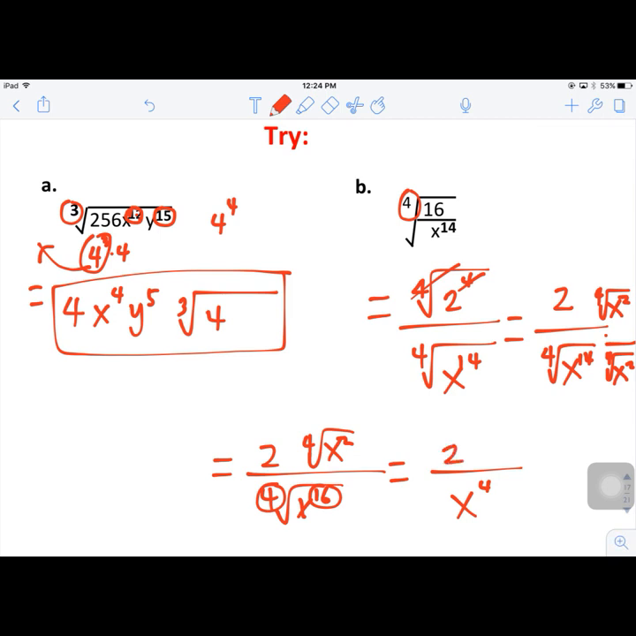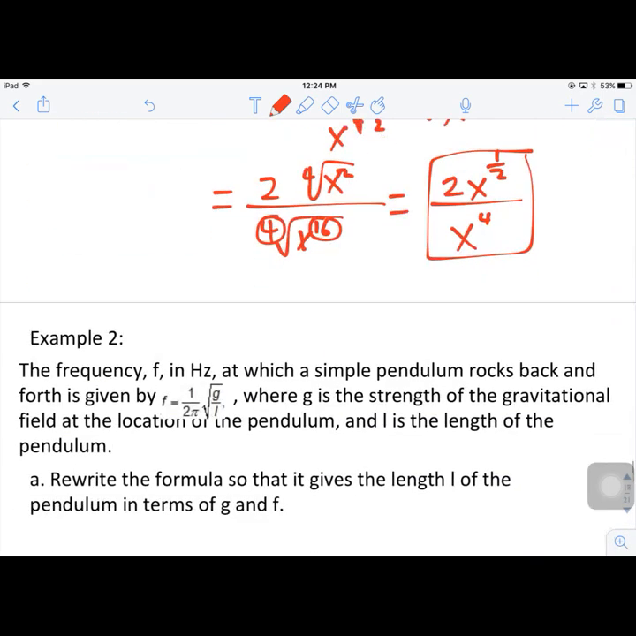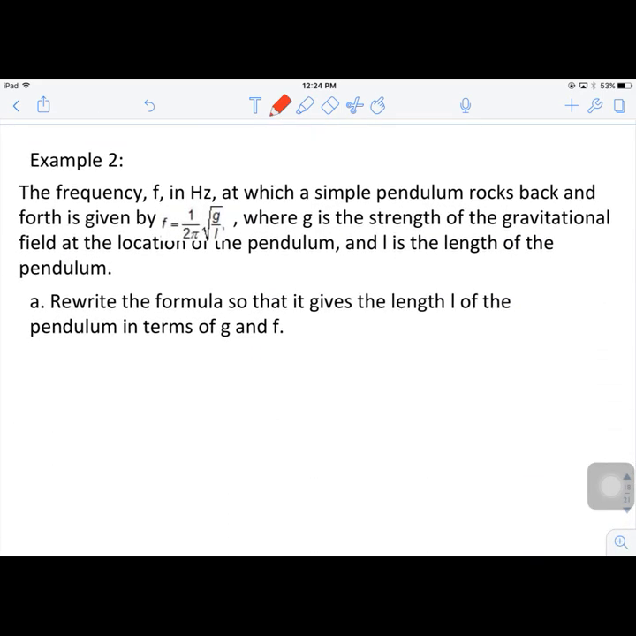And then for the x squared, it's going to be 2 out of 4, but we can actually reduce that to 1/2. So we just have x to the 1/2 on top. And that is the final answer.